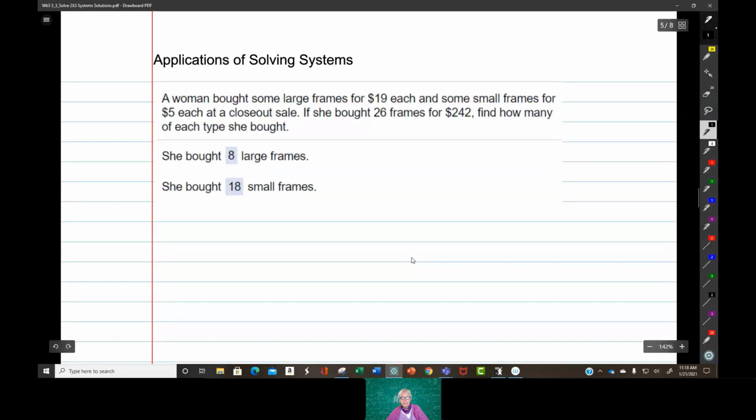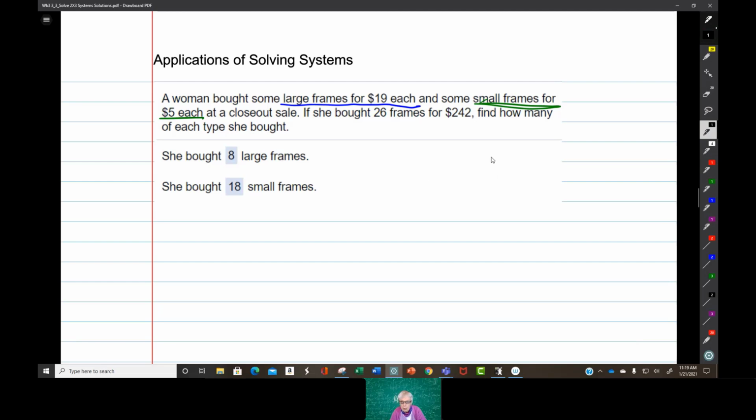All right. I haven't worked these in advance, so you're going to have to work these for me. A woman bought some large frames for $19 each. I'm going to underline these. Large frames for $19 each. And small frames for $5 each. Now always take notes when you do a word problem, okay?